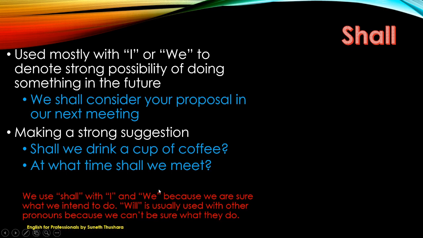We use shall with I and we because we are sure what we intend to do. Will is usually used with other pronouns because we won't be sure what they do. Okay, so if you are telling, we shall consider your proposal in our next meeting, but just think your boss is somebody else. So we can say she will consider your proposal in our next meeting because we are not very sure.